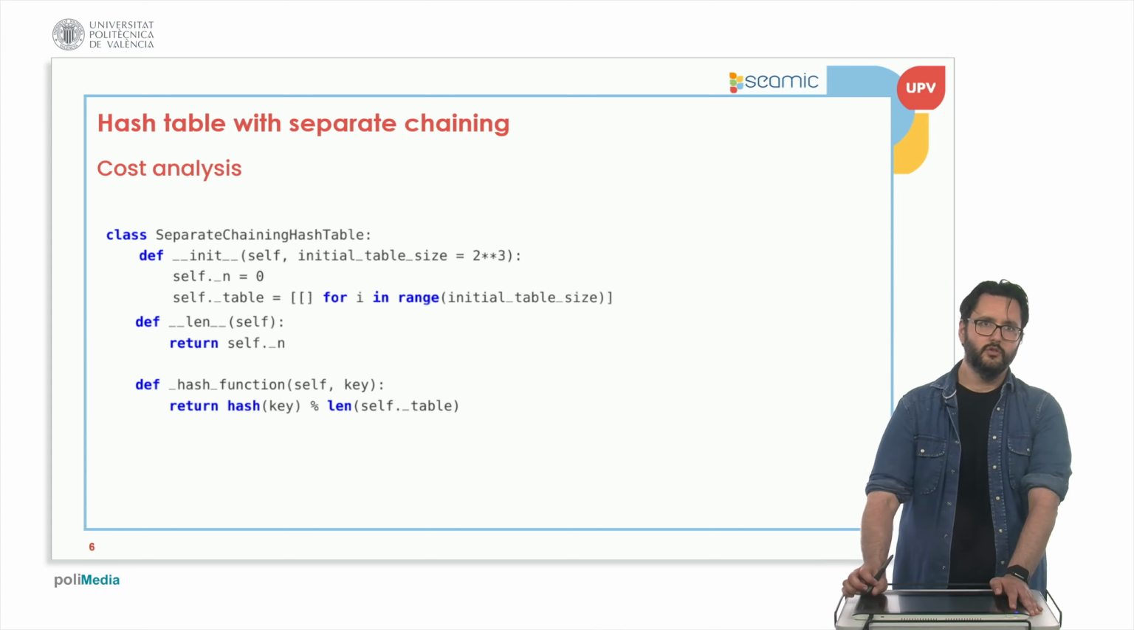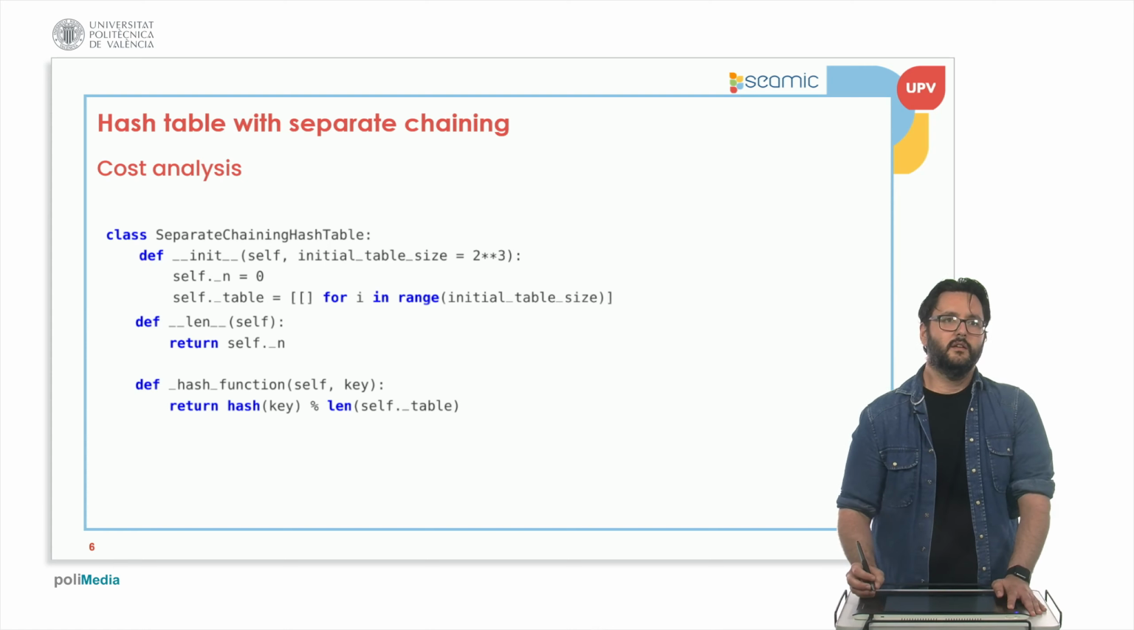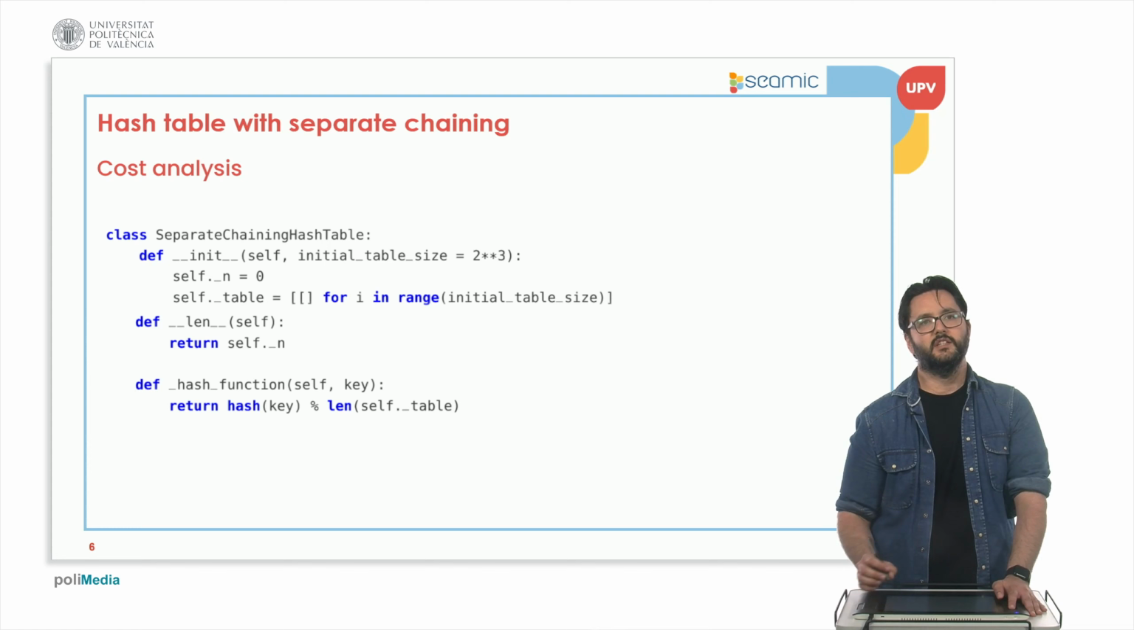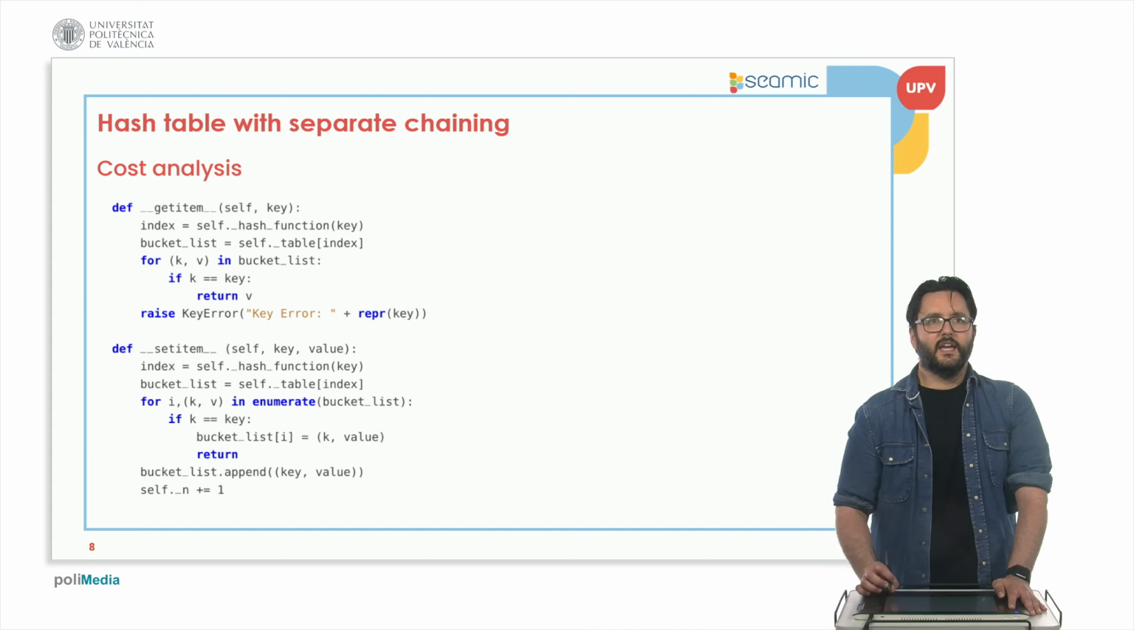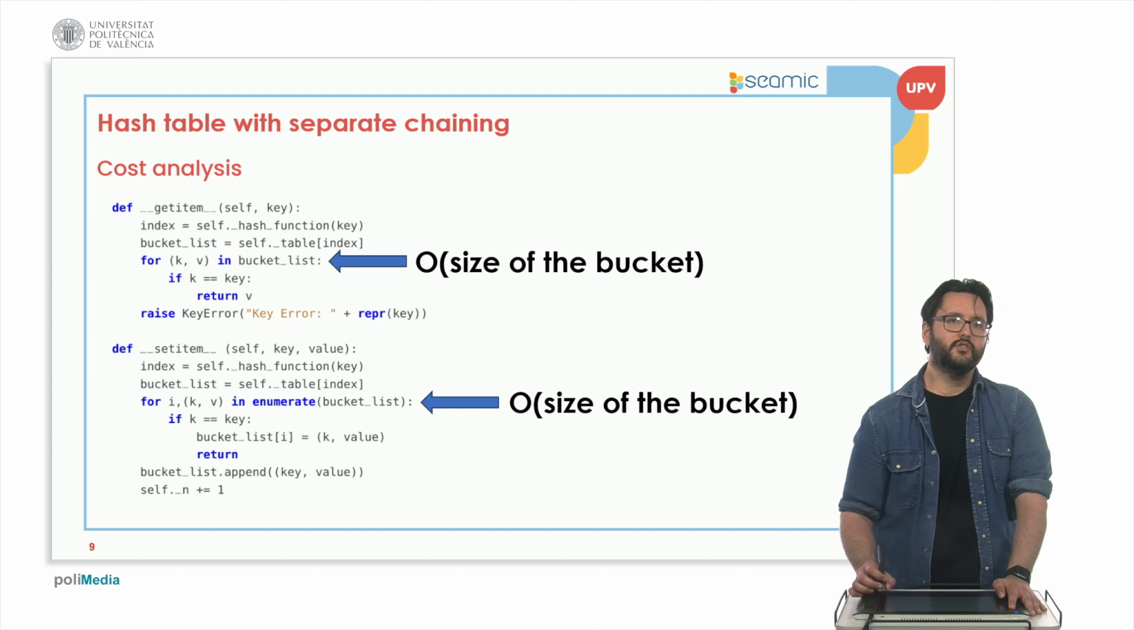Let's take a look at the cost of this class, or the methods in this class. First, focusing on the hash function. This is an operation that has a cost that is constant regarding the size of the table. So we can consider that this is an operation that has no cost. In the case of the get item and the set item, the cost is dominated by the for loops that are linear with the size of the bucket, and that's the reason why it's important to keep the length of the buckets under control.